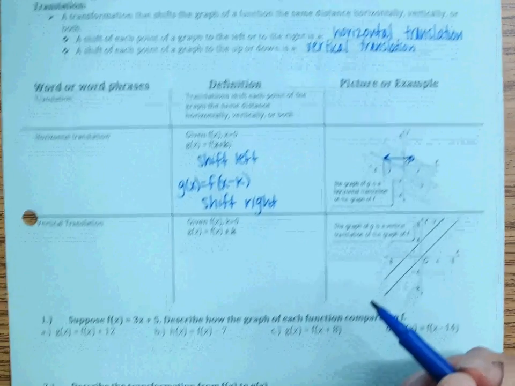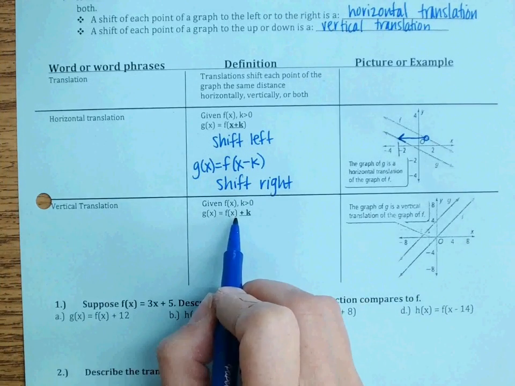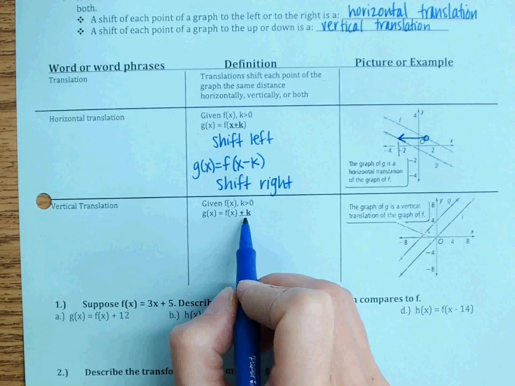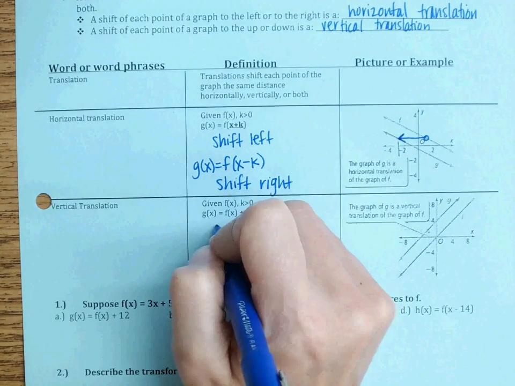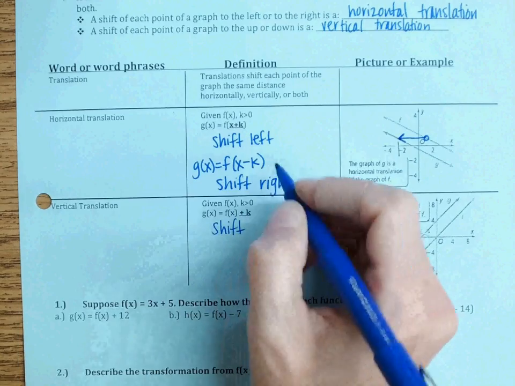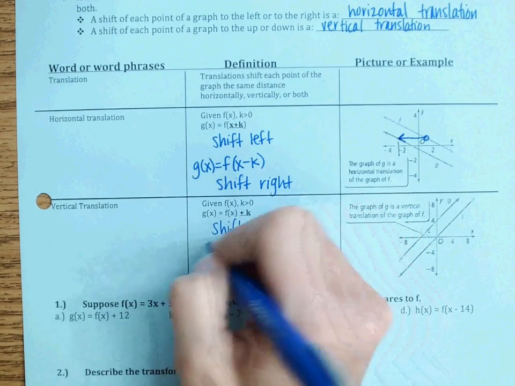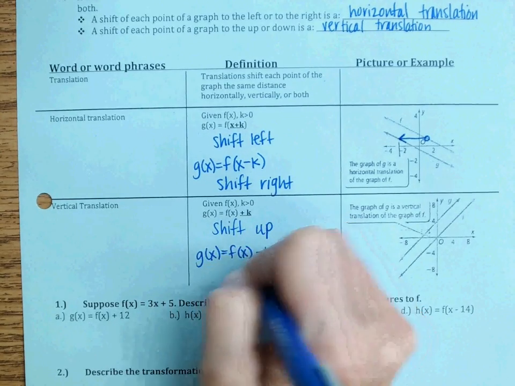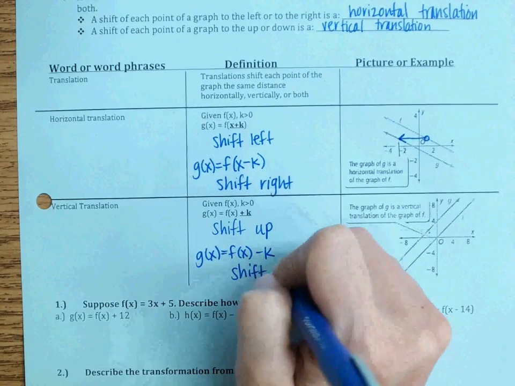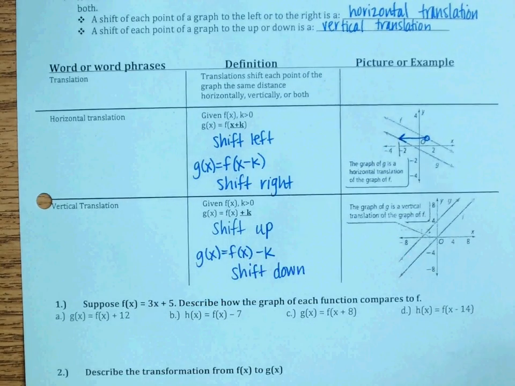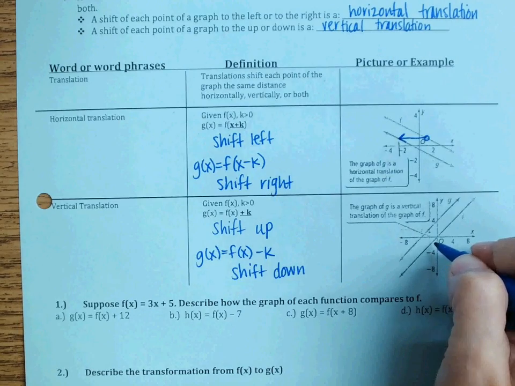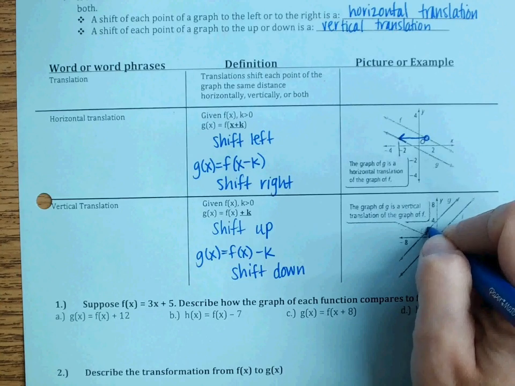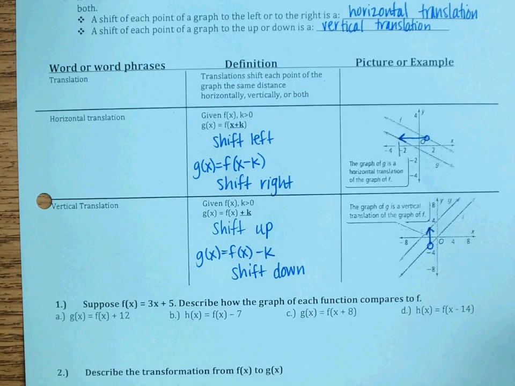Now vertical translation. Notice how, when we compare horizontal and vertical, the k is on the outside of the parentheses, and this one's at least nice and easy. It's not the opposite. So we're going to shift up. Then when we have g of x is equal to f of x minus k, that'll be a downward shift, or shift down. When I take a look at this picture for our example, here's my starting point, and then we have an upward shift if it is plus k.